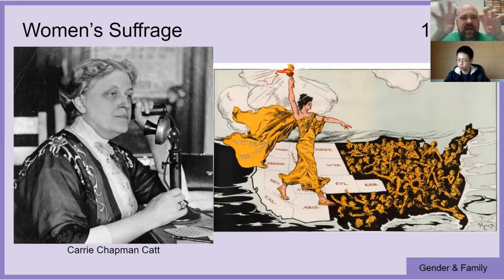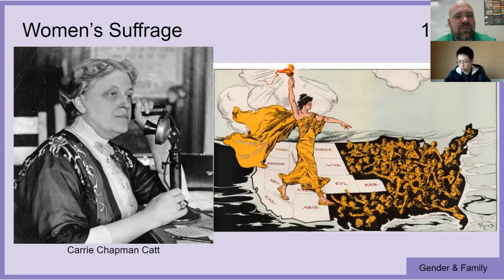So the women's suffrage movement, in your notes, break it off into two. Put the old movement and the new movement. On the left side, the old movement, this is a movement that's been around since the 1840s. It started with Seneca Falls in the 1840s.